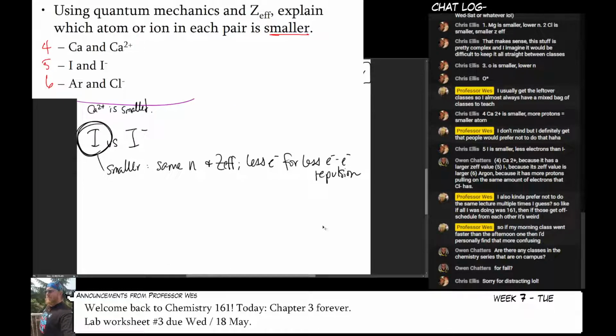And then we'll do the last one here. So looking at argon and Cl minus, you should probably just look at that and go, oh, okay, it's argon because its Z effective is bigger. And that's correct.